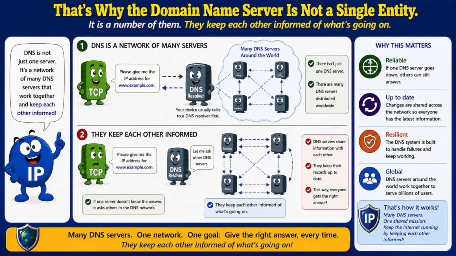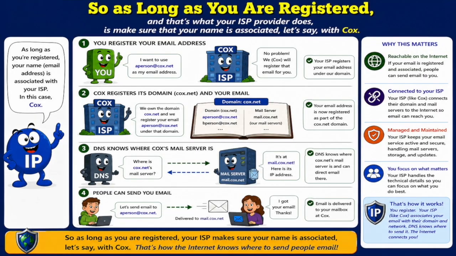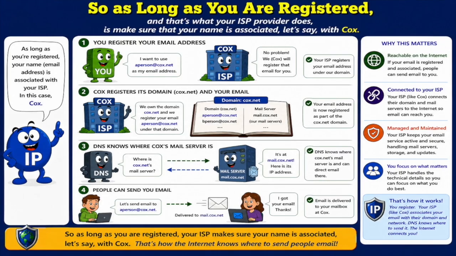That's why the domain name server is not a single entity. It is a number of them. They keep each other informed of what's going on. So as long as you are registered, and that's what your ISP provider does, is make sure that your name is associated, let's say, with Cox. When you get a Cox account, your email address is registered with Cox so that all incoming traffic to you goes to the Cox server to come down to you.